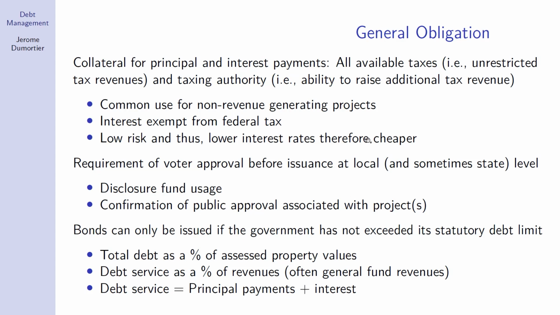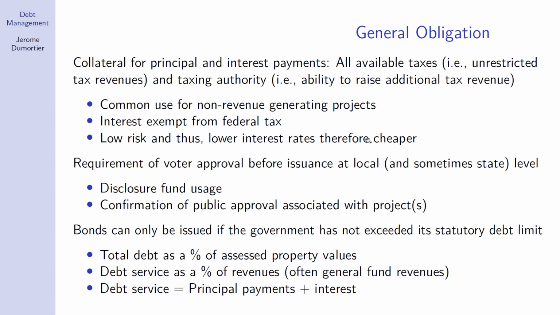Now, general obligation bonds basically mean that the collateral for the principal, so that is the sum of money that is borrowed, and the interest payments is all the available tax revenue and also the taxing authority of the government entity that is issuing the bonds. Those bonds are very common for non-revenue generating projects, and the interest payments to bondholders are exempt from federal tax. Usually there is low risk, which results in lower interest rates, and those bonds are therefore cheaper.